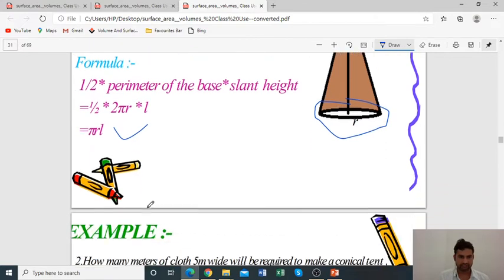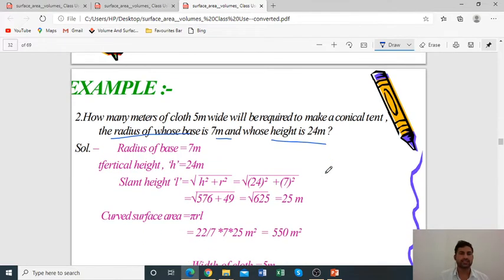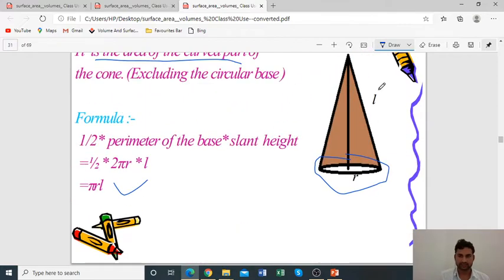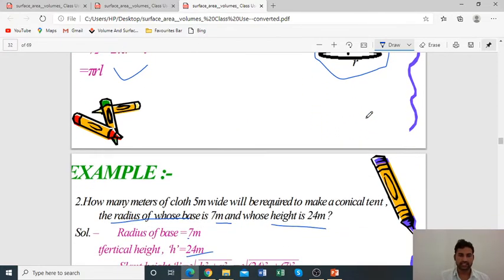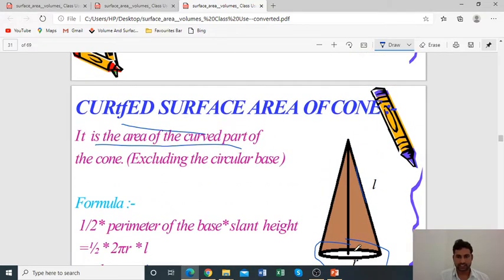Okay. Next example. How many meters of cloth 5 meter wide will be required to make a conical tent, the radius of whose base is 7 meter and whose height is 24 meter? Radius of base is 7 meter and vertical height is 24 meter. So first we find out slant height. How to find out slant height? Because the cone makes a right angle triangle, use Pythagoras theorem: hypotenuse square is equal to base square plus height square.